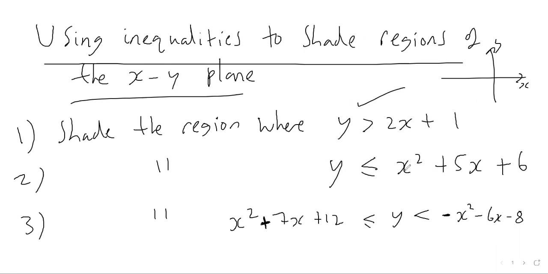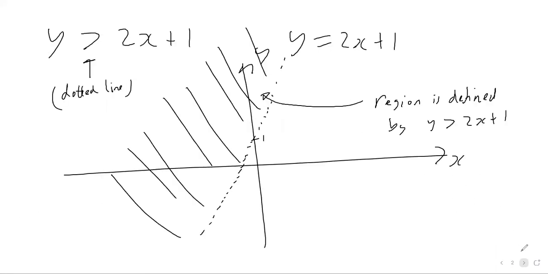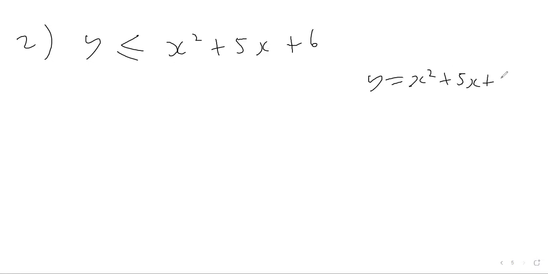How about this one? y is less than or equal to x squared plus 5x plus 6. Let's go to a new page for this one. Again, the same kind of thing: we want to start by sketching y equals x squared plus 5x plus 6. Now we know that we can factorize this. If we put an x in there and an x in there, factors of 6 which add up to make 5 are 2 and 3. So we can factorize that.